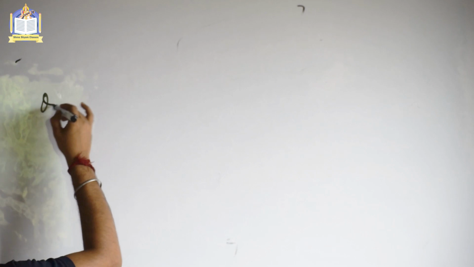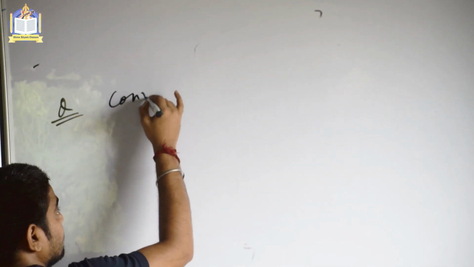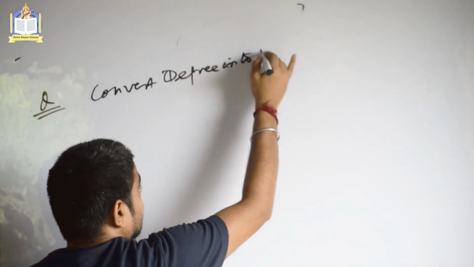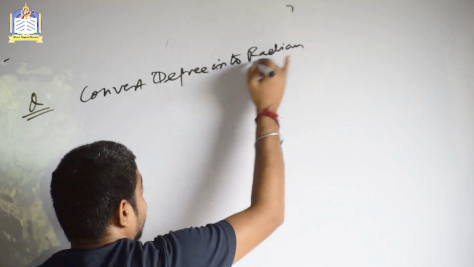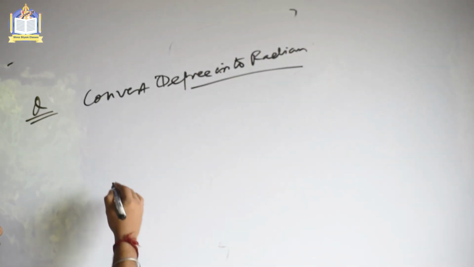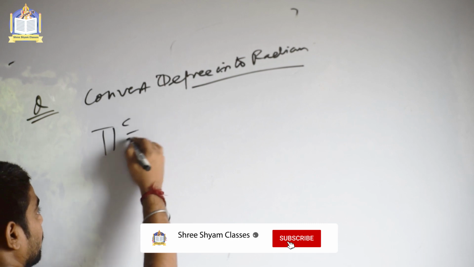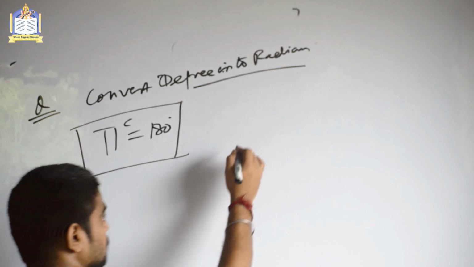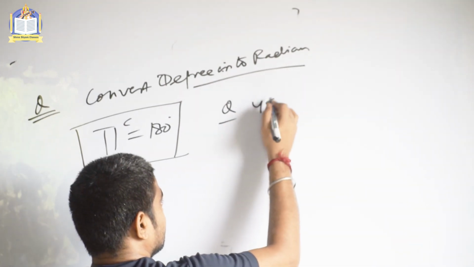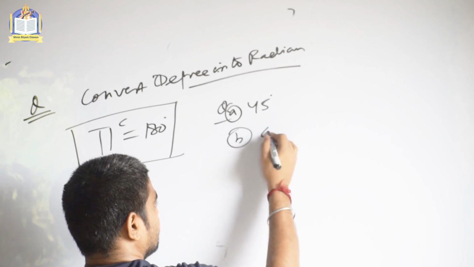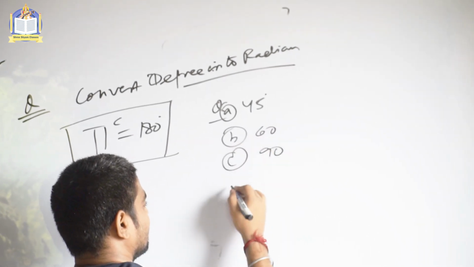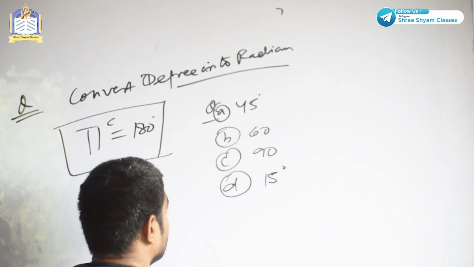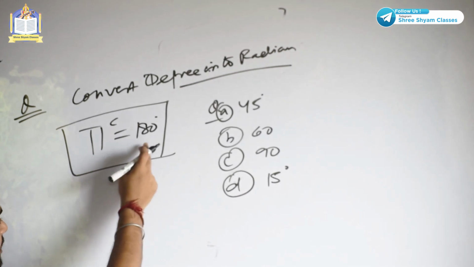This is the question: convert degree into radian. Degree से आपको radian में convert करना है. We know that pi radian is 180 degree. Pi radian is nothing but 180 degree. So the question is 45 degree, 60 degree, 90 degree, and 15 degree.